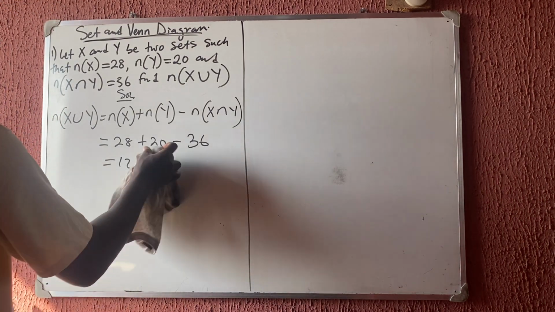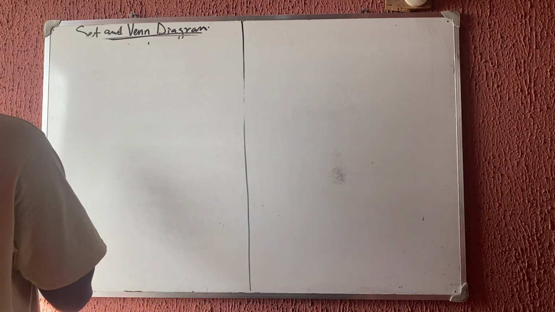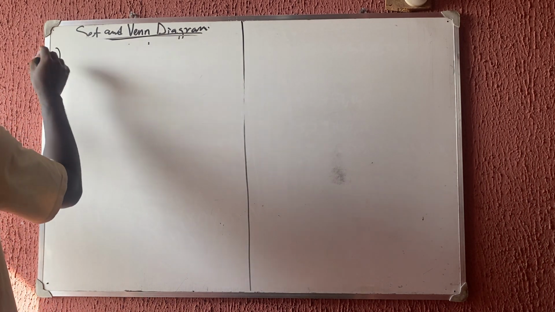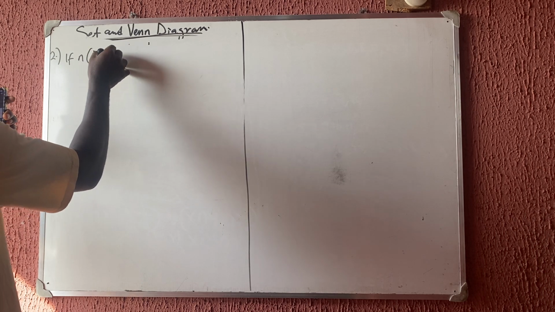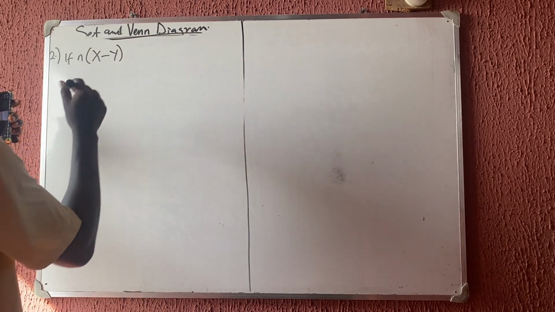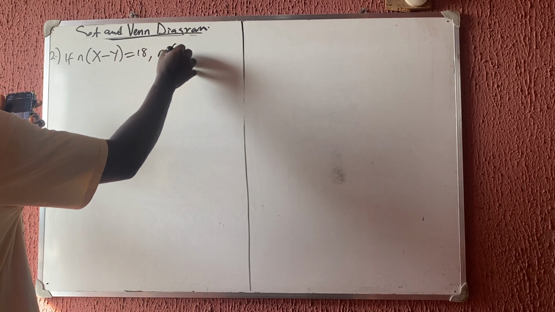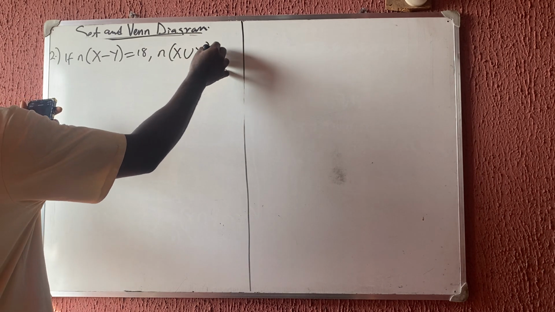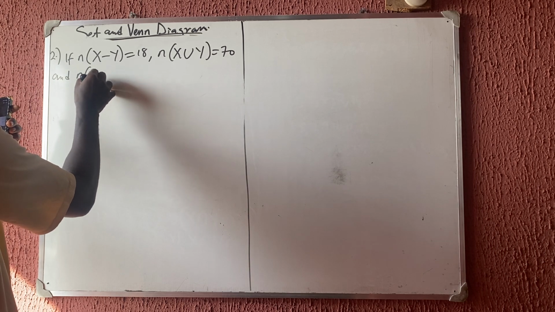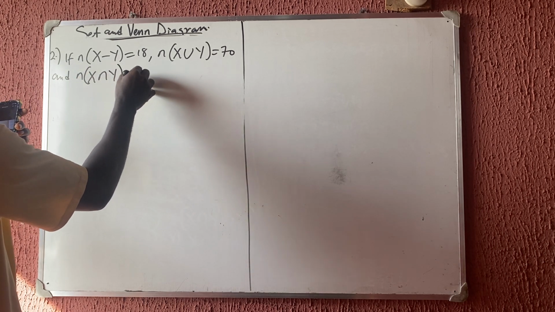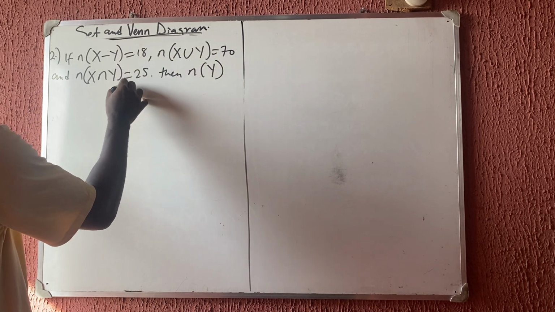The second question said: if the number of elements in x minus y is equal to 18, the number of elements in x union y is equal to 70, and the number of elements in x intersection y is equal to 25, then find the number of elements in y alone.